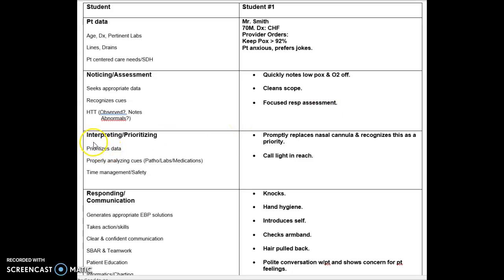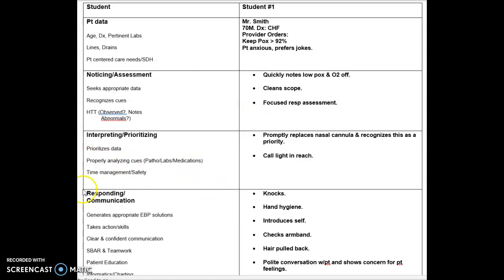They were able to properly interpret and prioritize data. The student was able to note that the nasal cannula being off was a priority and they promptly replaced it. You could even write in here that they set the patient's head of the bed up, those types of behaviors as well.